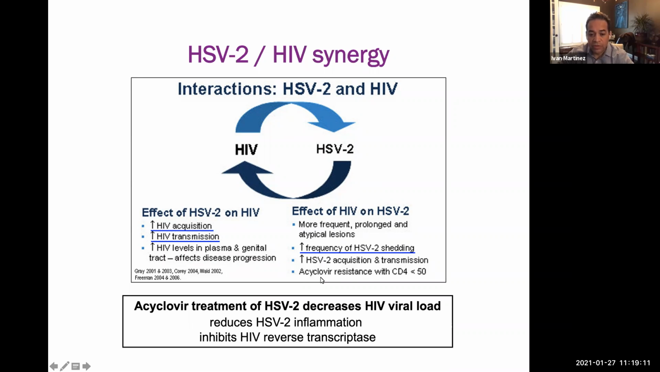Also, there is evidence of acyclovir resistance when HIV is there. So acyclovir treatment of HSV decreases HIV viral load, telling you that in one way or the other, it looks like both viruses are kind of helping each other and maybe sharing certain pathways in the cell.